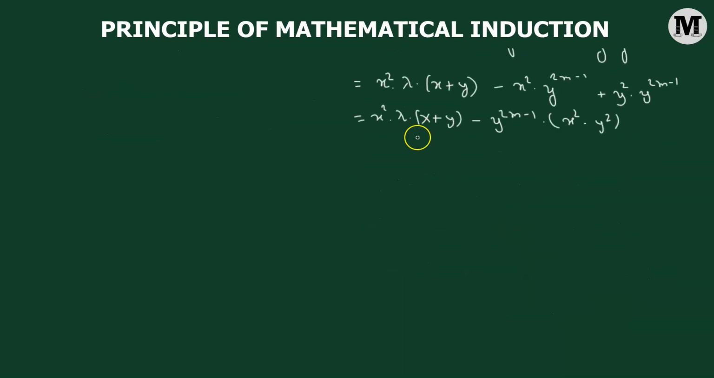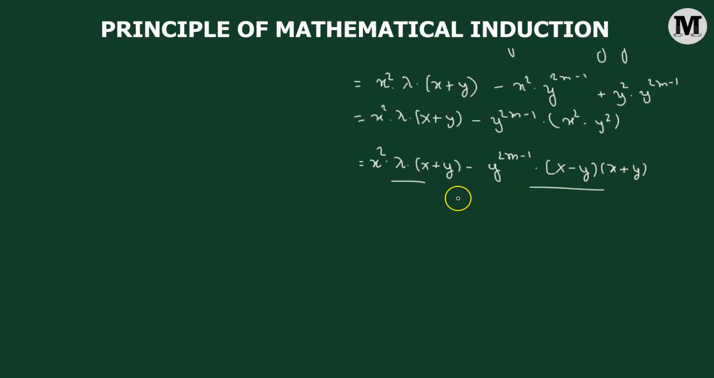Fine. Now we have x squared times lambda multiplied to x plus y minus y raised to the power of 2m minus 1 multiplied to, now we have difference of two squares, x squared minus y squared, so that can be factorized to get x minus y multiplied to x plus y. Now we have two terms. Now from each of the two terms we can pull out x plus y. So we have x plus y, so that is going to get multiplied to x squared times lambda minus y raised to the power of 2m minus 1 multiplied to x minus y.